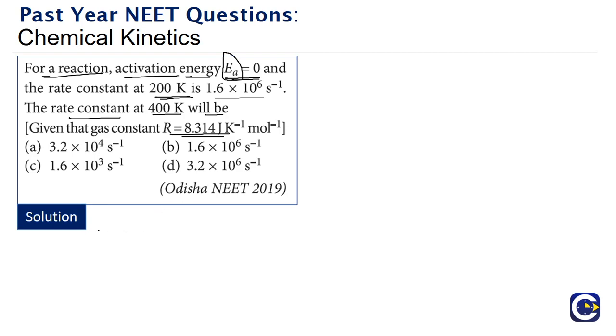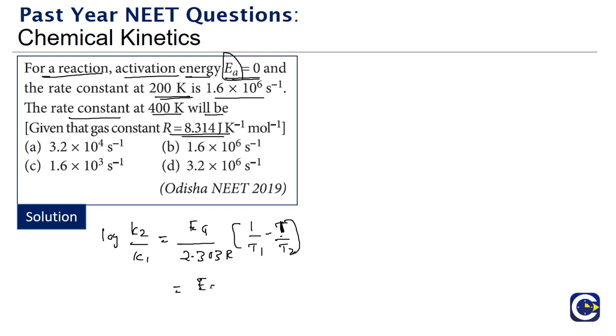If you look at the Arrhenius equation for the relation between rate constant and temperature, we have log of K2 by K1 equal to EA by 2.303 R into 1 by T1 minus 1 by T2, where K2 is the rate constant at temperature T2 and K1 is the value at temperature T1. This can also be written by taking the LCM as EA by 2.303 R into T2 minus T1 by T1 T2. So this is the Arrhenius equation for the relation of rate constant on temperature, and we are going to use this formula to solve this question.